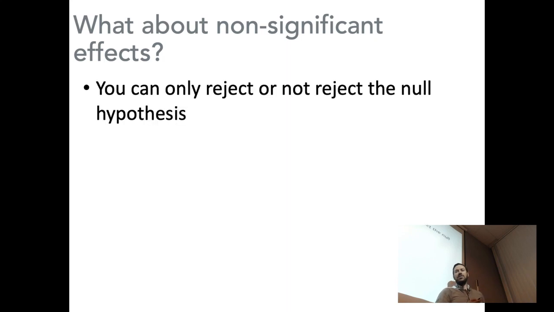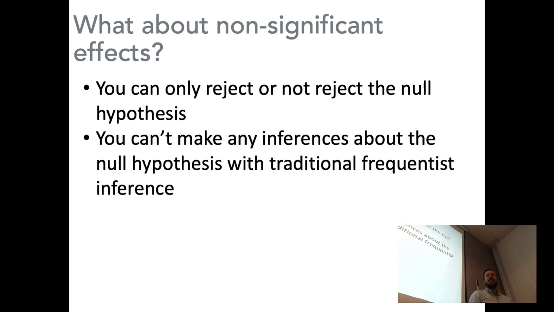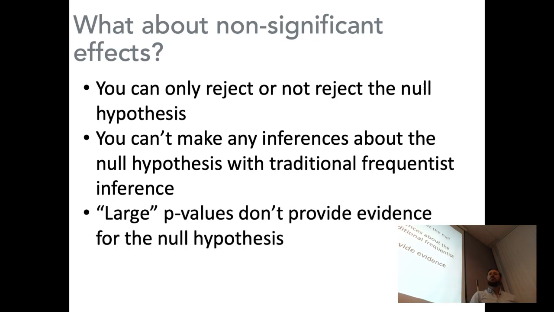Now, what about non-significant effects? The way that p-values work, you can only reject or not reject the null hypothesis. That's it. You can't make any inferences about what's happening with the null hypothesis. A lot of people look at these things and think, like I mentioned before, oh, we've got an effect of 0.9, therefore it's really non-significant. But that's not the way that it works. There are essentially two conclusions that you can make with a non-significant result: either it supports a null model or the data was insensitive. There's no way of knowing which of those two it is just by looking at a non-significant p-value.